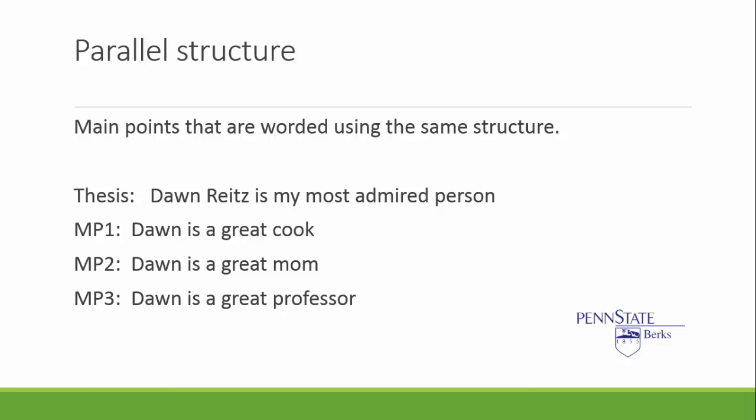Here is an example where the thesis statement is, Dawn Wrights is my most admired person. Main point number 1 is, Dawn is a great cook. Main point number 2 is, Dawn is a great mom. And main point number 3 is, Dawn is a great professor. You can see that the feel and the flow are similar in all 3 main points.